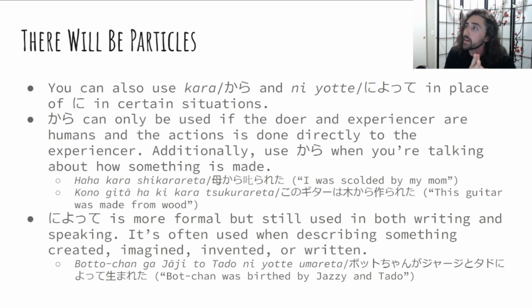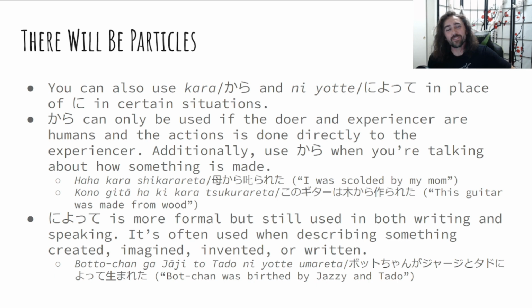And then the other time that kara is used is when you're talking about how something is made. For example, このギターは木から作られた. This guitar is made from wood, or made out of wood. So we talked last stream about the whole dekiteru thing, like, oh, they're able to do it by using this. This is another way to say something with a similar meaning, not necessarily how they're able to do it, but what it's made from. You can use kara in this situation.